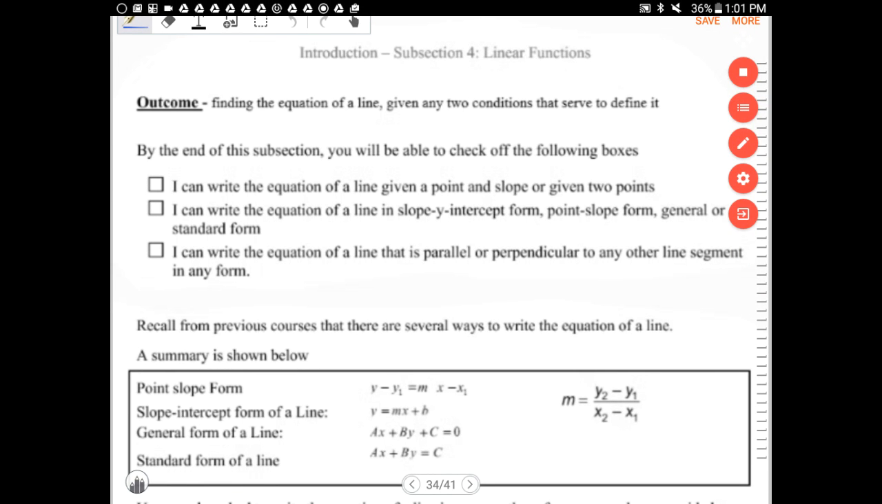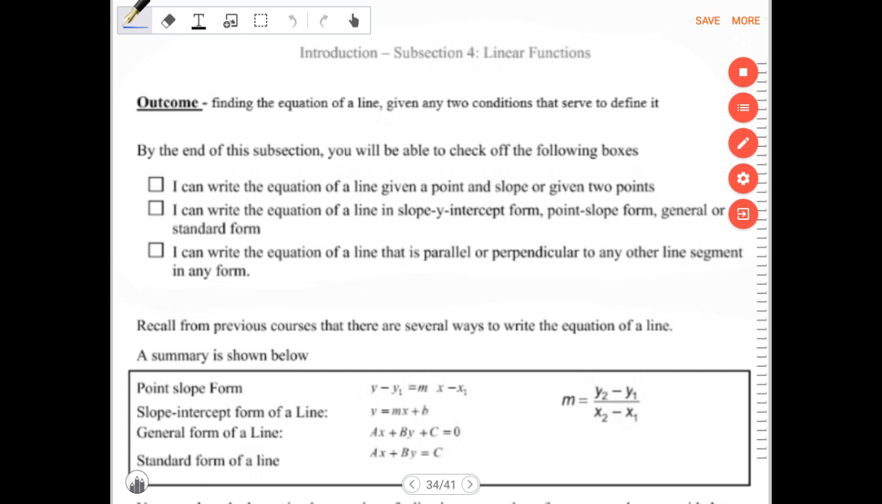Hi everyone. Okay, so now we're on to linear functions, subsection 4. The outcome for this is finding the equation of a line given any two conditions that serve to define it. Remember, those two conditions are the slope and 1 point or simply 2 points. The reason that 2 points works is because we can use those 2 points to figure out the slope, and then slope and 2 points is pretty much the same as slope and 1 point, so it's all good.